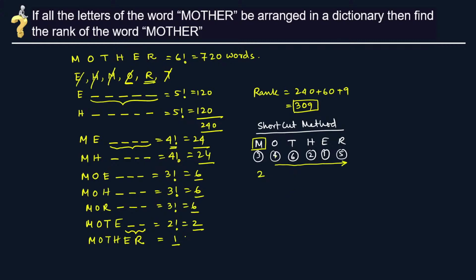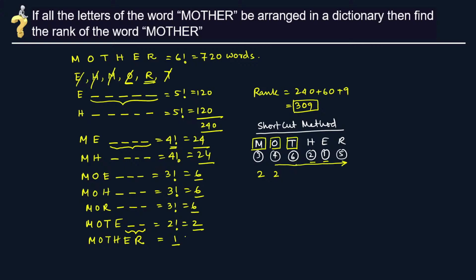Then you consider the next alphabet O and check how many numbers are below 4 in the right hand side. So there will be 2 and 1 again. Less than 4, it's only 2 and 1. So again you will write 2 over here. Then consider the third alphabet, which is T, and the number assigned to T is 6. Find out in the right hand side how many numbers are less than 6.